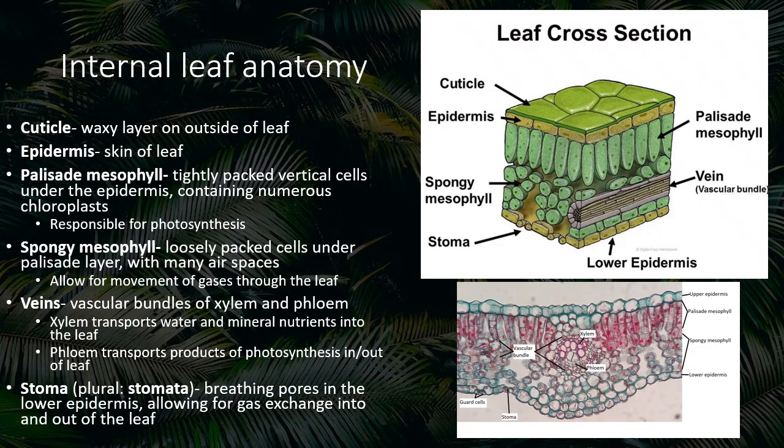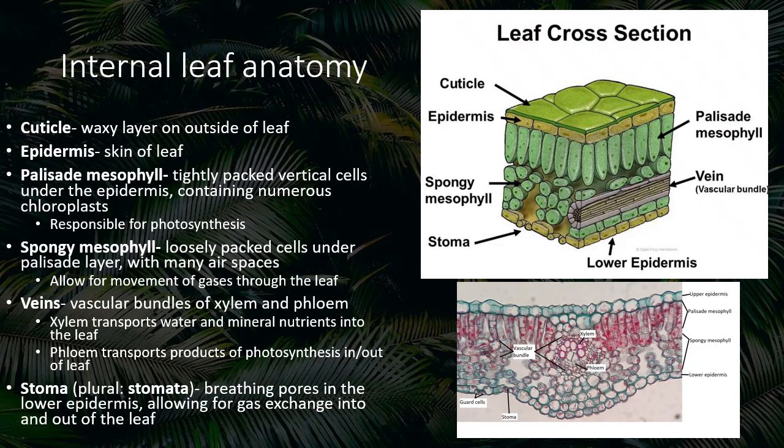So we've got to be able to get our waste gas, oxygen, out of the leaf, and we've got to have a way of transporting our carbon dioxide evenly through the leaf as well. And that's why the spongy mesophyll has to be loosely packed, to allow the free movement of gases throughout the internal tissues of the leaf.